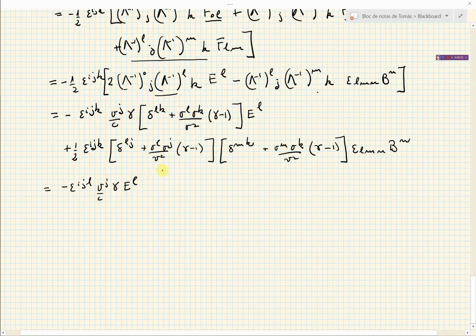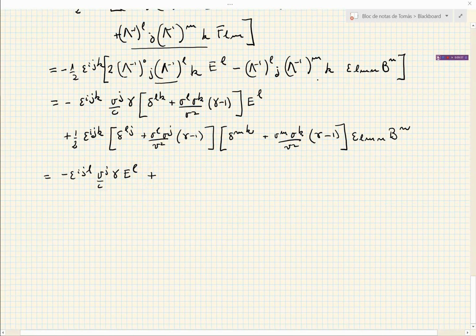Okay, then let me consider the next terms. This is a bit more complicated. I just multiply these terms by epsilon one by one, and that's it. So first the two deltas times epsilon gives me epsilon I, then I replace j by L, then I replace k by m. So this would be the first term, and then I have epsilon L m n b n.